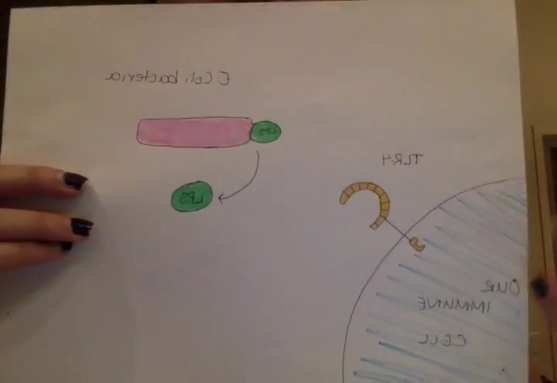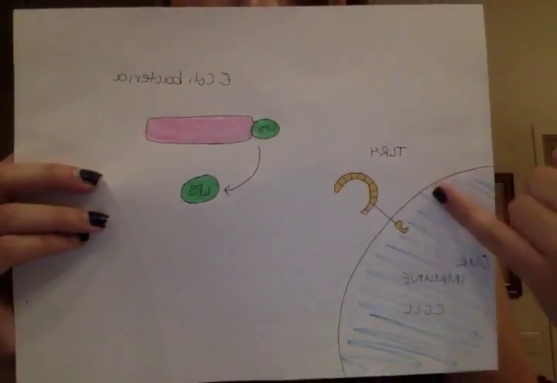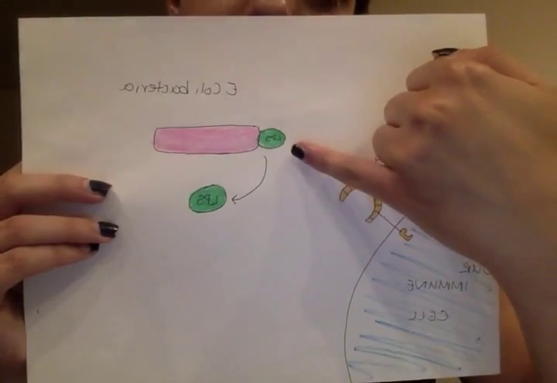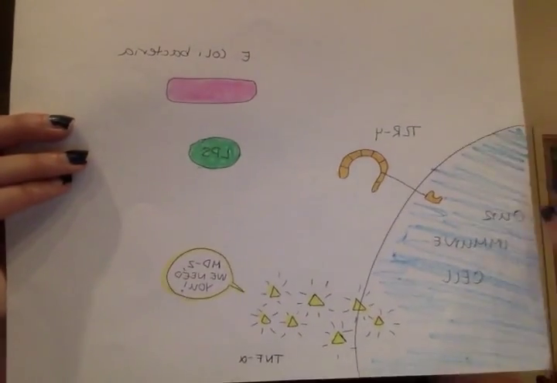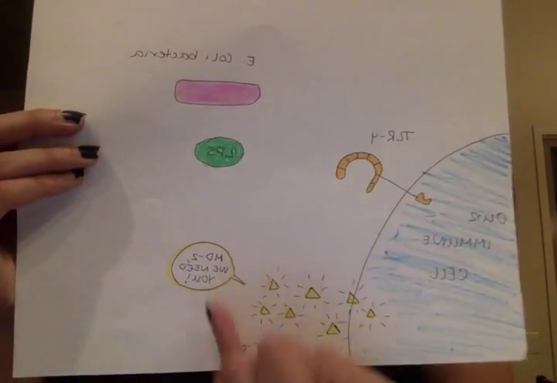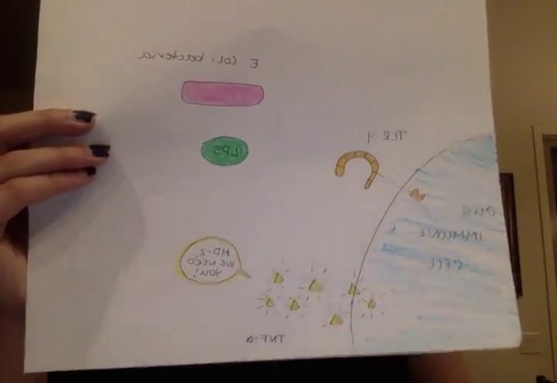Looking at this diagram, you can see an immune cell with the TLR4 receptor on its surface and an E. coli bacteria with LPS toxin being released. The immune cell then realizes that LPS has been released and releases cytokines, which are signaling proteins to call upon the MD2 to help.